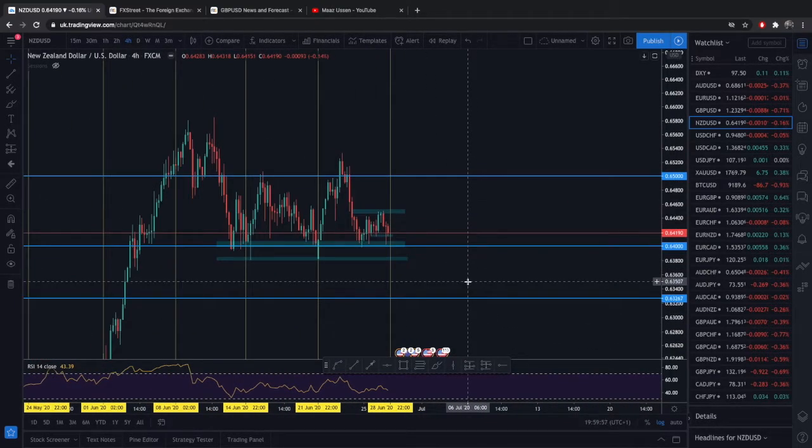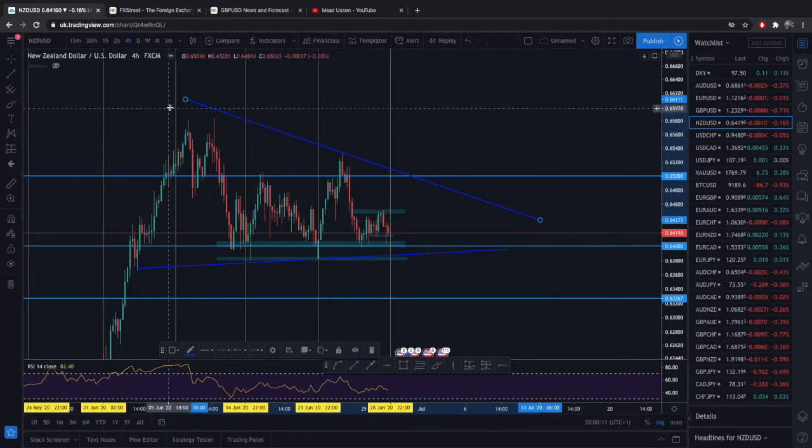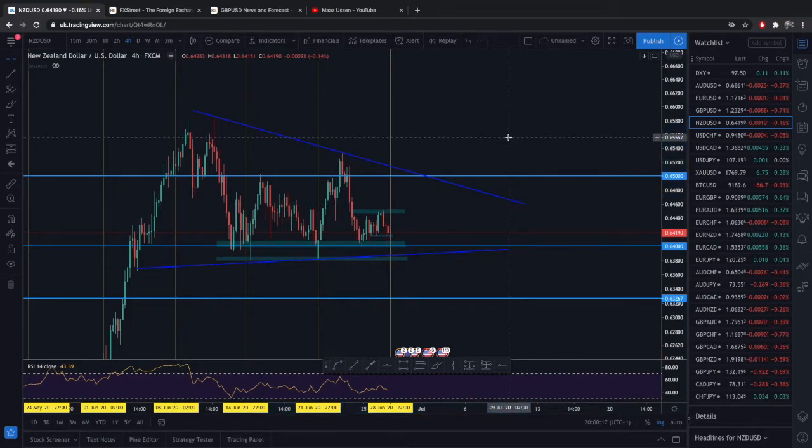Once again, the New Zealand dollar is moving sideways. We're in a bit of a channel of some sort, a little bit of a wedge that's been created. Not the best of trend lines actually, but if you just let me sort it out. So yeah, we're on to this.